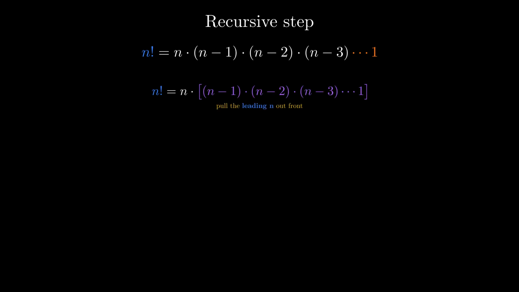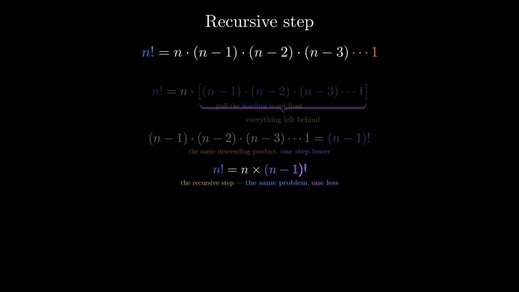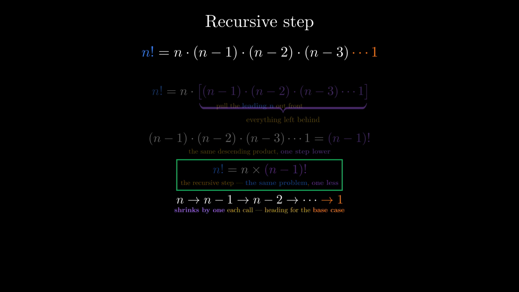The recursive step comes straight out of the mathematical definition. Factorial of n is n times n minus 1 times n minus 2 times n minus 3, and so on down to 1. Pull the leading n out front. Everything left behind, n minus 1 times n minus 2 times n minus 3, all the way down, is exactly the factorial of n minus 1. So the recursive step is n times the same function applied to n minus 1. The problem shrinks by 1 each call, heading straight for the base case.